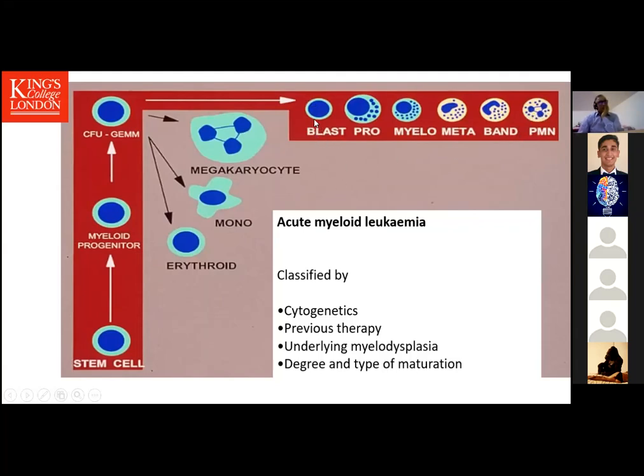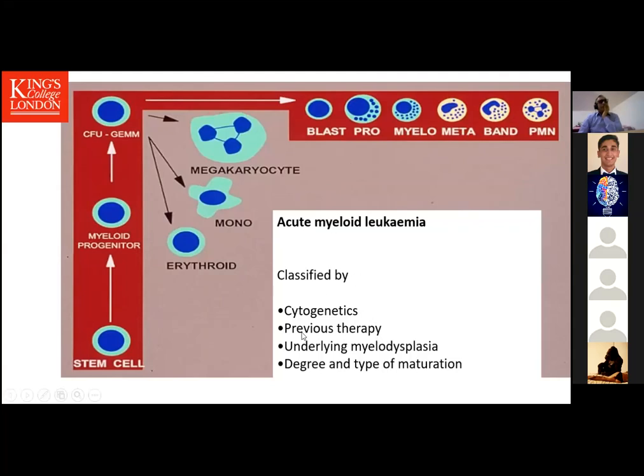In AML, the blast percentage should be more than 20%. Can you note it down, please, as a question, as an MCQ? You'll get a question on what the blast percentage is for the definition of AML: 20%. Normally, in a bone marrow, you should not have more than 5% blasts. Another question to note down.